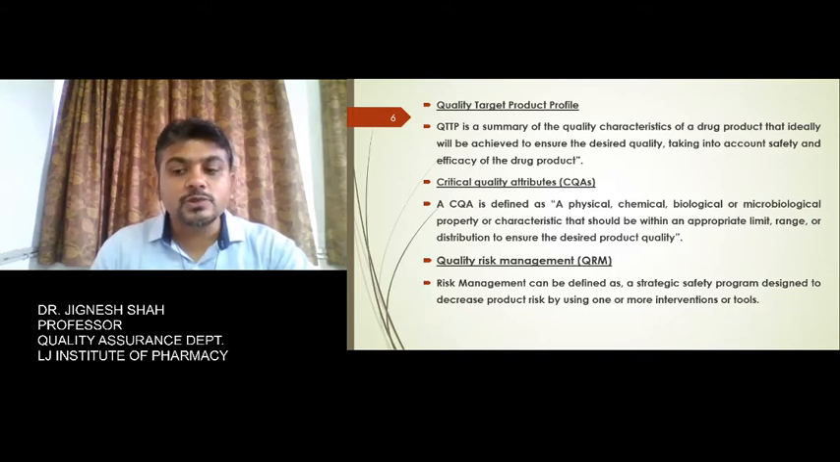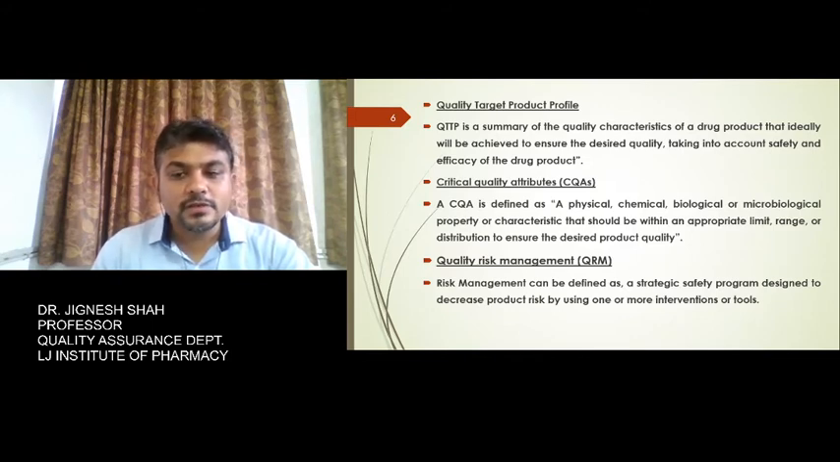So always it should be taken into consideration that the characteristic of a particular product should be within a particular range, and if it changes critically, then the quality can be compromised. So in that case, it is very much necessary to control all these attributes within a particular range so that the targeted quality of the product can also be achieved.